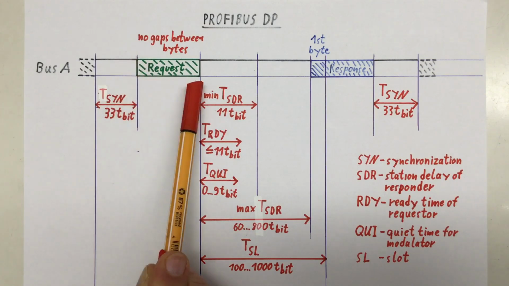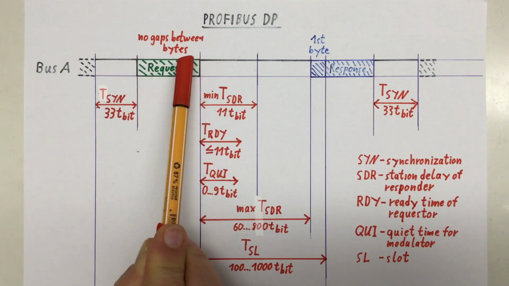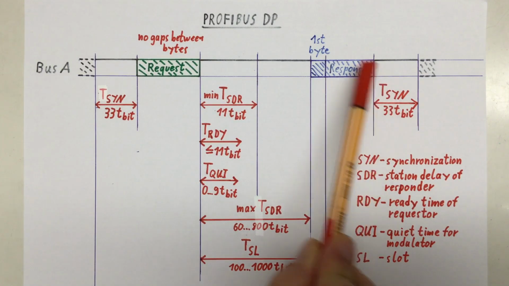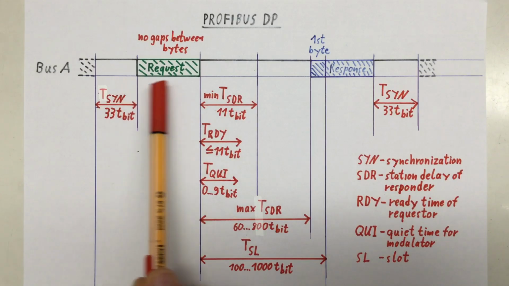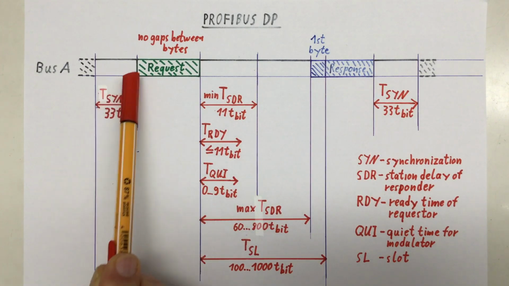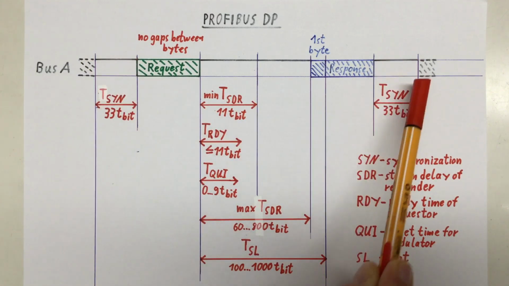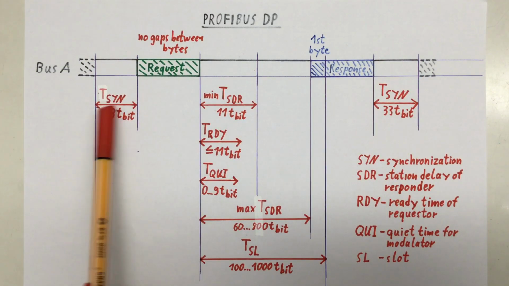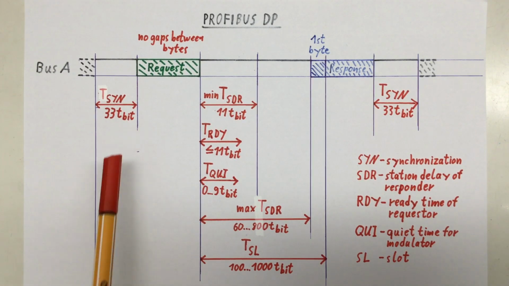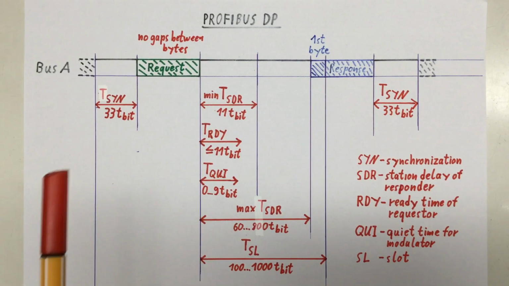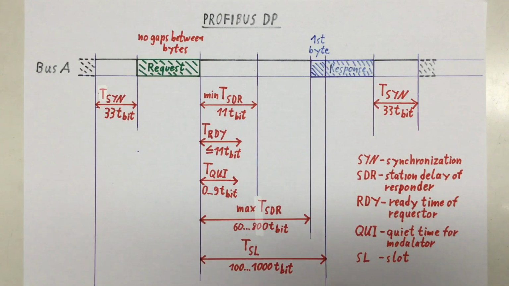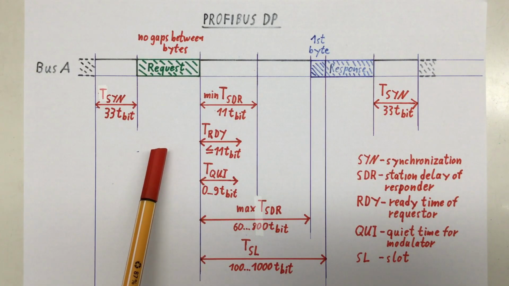First of all, within a transmission, no gaps between bytes are allowed. That's in some cases a tall order. Between transactions, so for example a request from a master and the related response from a slave, there has to be a quiet time on the bus called T-syn or synchronization. And that's 33 T-bit, where T-bit is the time needed to transfer a single bit at a given bus speed. So all the timings here are relative to the bus speed.